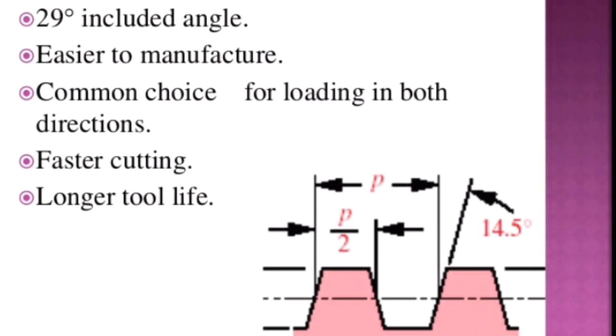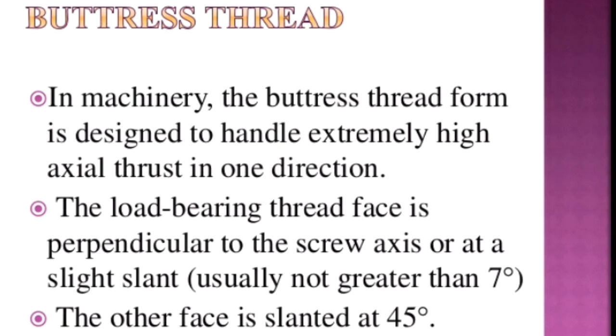Let's see the major points in ACME threads. First of all, they have an inclined angle of 29 degrees and are easier to manufacture compared to square threads. They are a common choice for loading in both directions. With ACME threads, it is helpful to use them under loads in both directions. From a cutting point of view, ACME threads allow very fast cutting. Next we discuss tool life. ACME threads provide longer tool life. And next we are going to discuss the BUTTRESS thread.